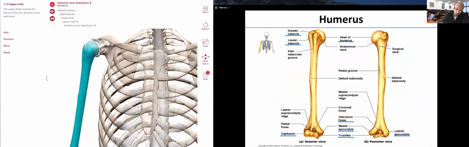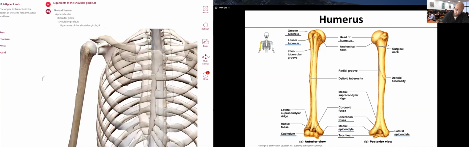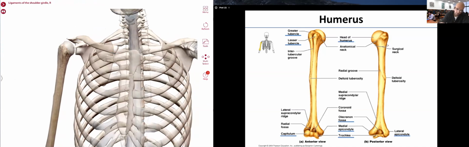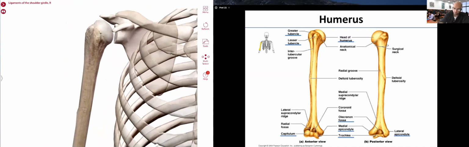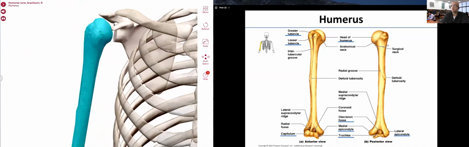So we can see on here, the first bone of the upper limb that you can see is going to be the humerus. And as you see on here, the head of the humerus is articulating with the glenoid cavity, as we mentioned earlier, of the scapula.